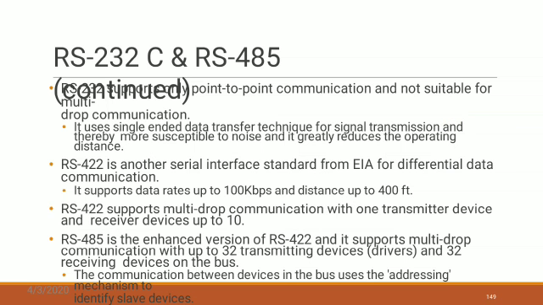It supports data rates up to 100 kbps and distance up to 400 feet. RS-422 supports multi-drop communication with one transmitter device and up to 10 receiver devices. RS-485 is the enhanced version of 422, and it supports multi-drop communication with up to 32 transmitting devices, drivers, and 32 receiving devices on the bus. The communication between devices on the bus uses an addressing mechanism to identify slave devices.